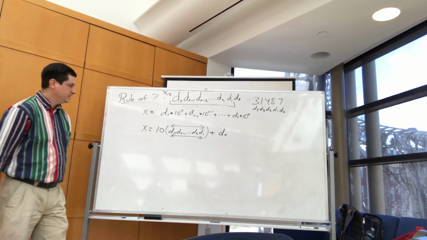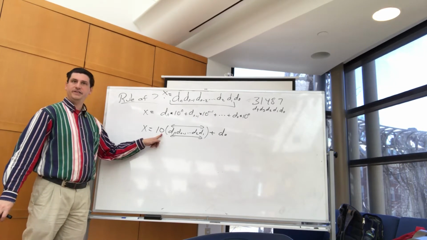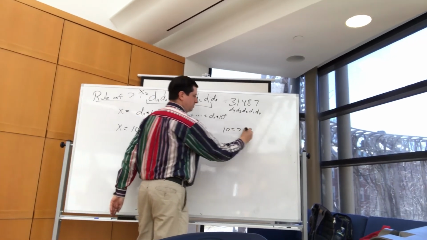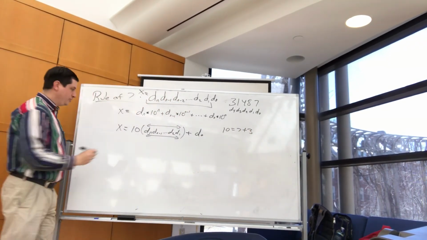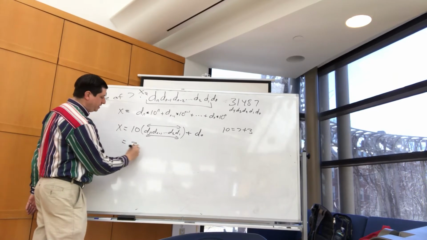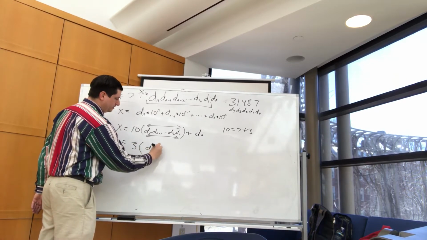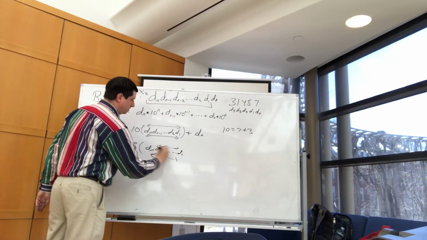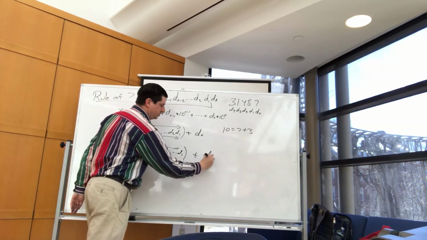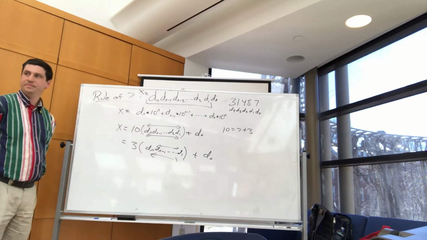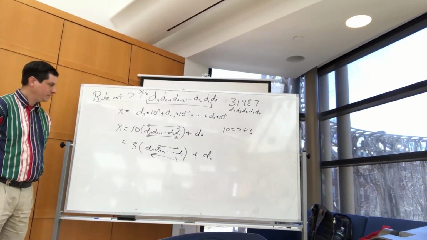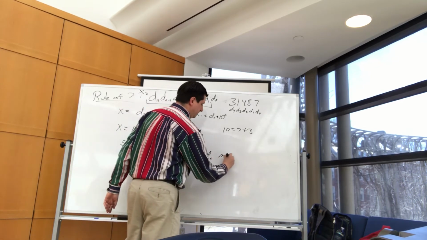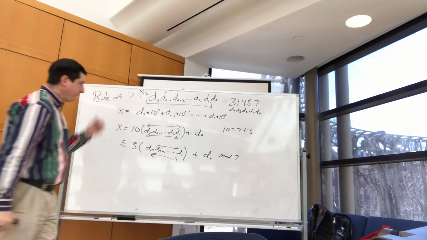10 is 7 plus 3. So this is the same as 3 times my number plus d_0, because 7 is a multiple of 7. So I'll just put an equal sign mod 7.